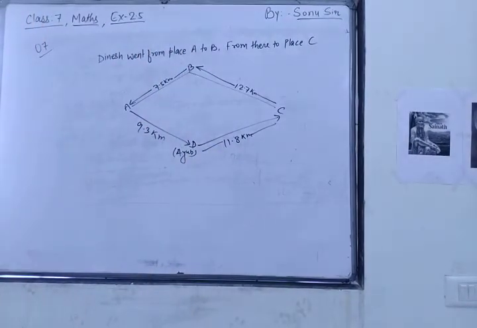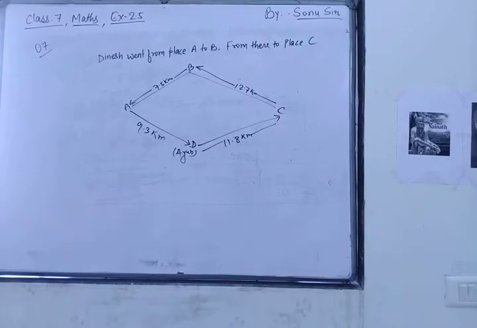Dinesh went from place A to B. From there he went to place C. A is 7.5 km from B and B is 12.7 km from C. Ayub went from place A to D. From there to place C. D is 9.3 km from A and C is 11.8 km from D. Who traveled more and by how much?